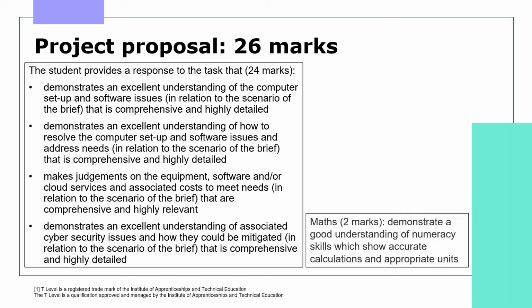The project proposal is worth 26 marks in total, with 2 of those marks for students demonstrating their math skills. And on screen are the highest band marking descriptors. Then of course there's also those 4 marks as mentioned previously for English, which is assessed across tasks 2, 3, and 4.